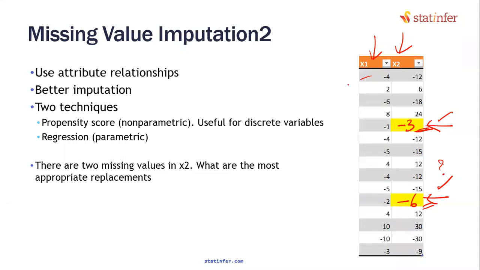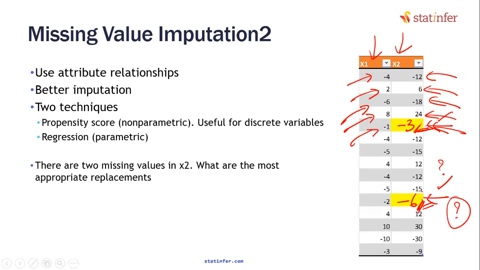When x1 is -4, what is x2? When x1 is 2, what is x2? When x1 is -6, what is x2? When x1 is 8, what is x2? When x1 is -1, what is x2? Look at this carefully, all of you. Is it justified if I keep -3 here, -6 here? Tell me. Is it justified? Or do you think that is not the right way to do it? Is it making logical sense to you?